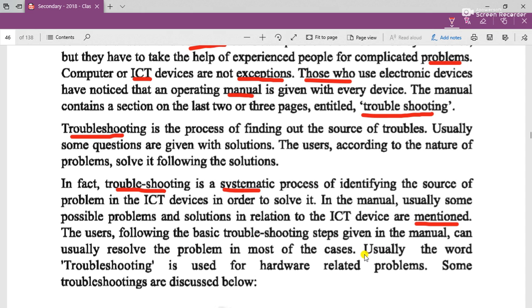So we have to remember that usually the word troubleshooting is used for hardware related problems. So mainly it's based fully on hardware, but sometimes software problems are also called troubleshooting, but that's not the proper troubleshooting. Proper troubleshooting means hardware based troubleshooting.